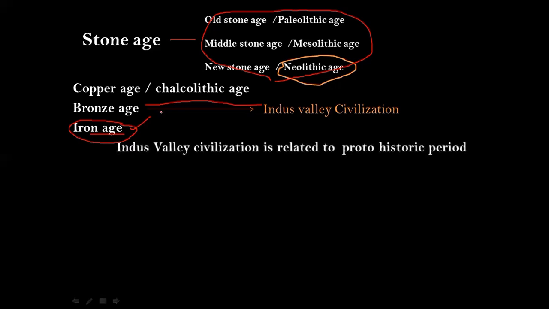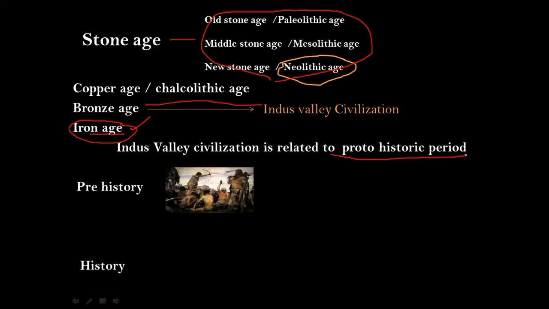Now we should also understand that the Indus Valley civilization is related to a proto-historic period. So what is this proto-historic period? We have studied the difference between prehistory and history. Prehistory is a period of human existence where there are no written records, where human beings have not yet invented the art of writing. History is a period of human existence where we have written records and documents.